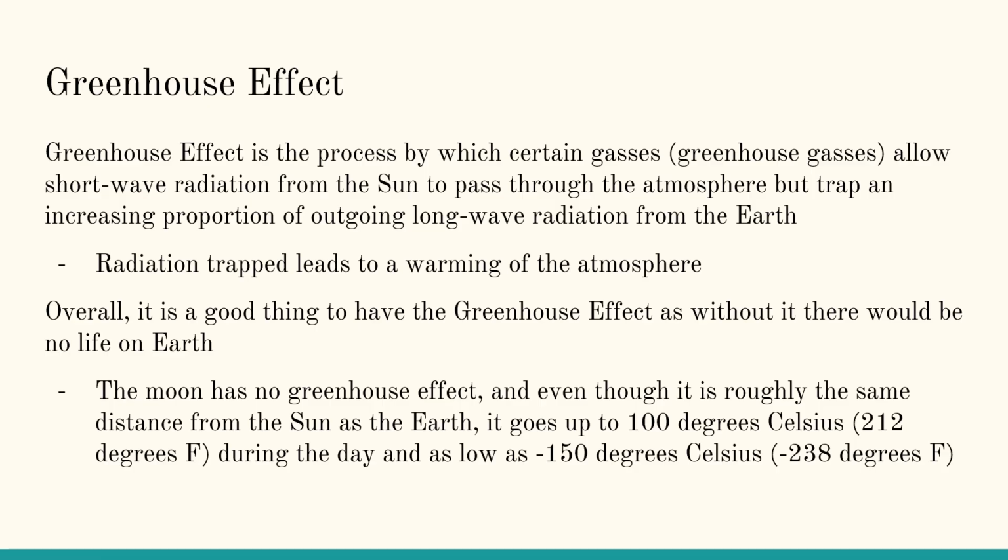because it would be far too cold if we allowed all of the heat to go during the day. It also helps to block out some of the radiation so that it doesn't become unnaturally hot where things are dying off. For instance, the moon, as it says there, has no greenhouse effect, even though it's roughly the same distance from the sun as the Earth is. However, it goes up to 100 degrees Celsius during the day and negative 150 degrees Celsius at night.